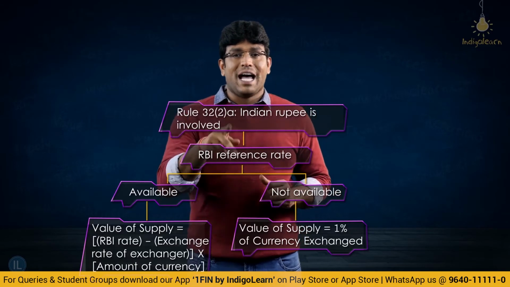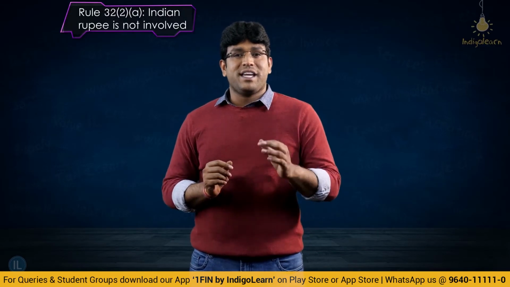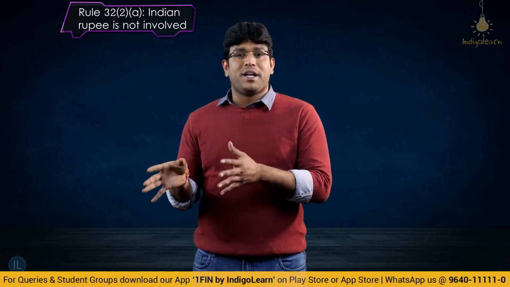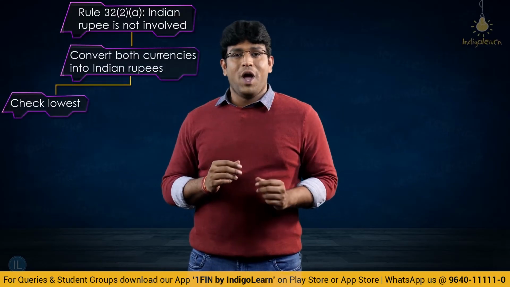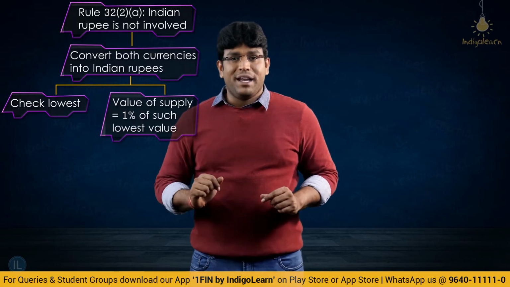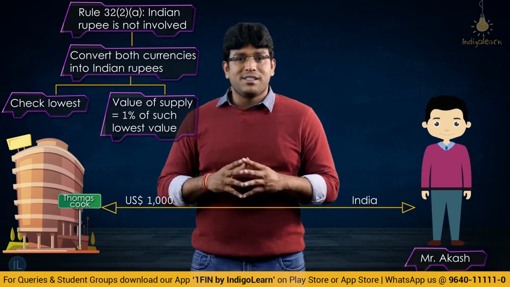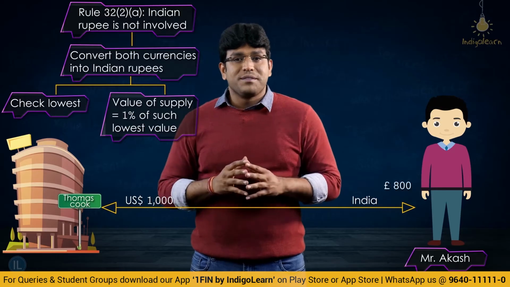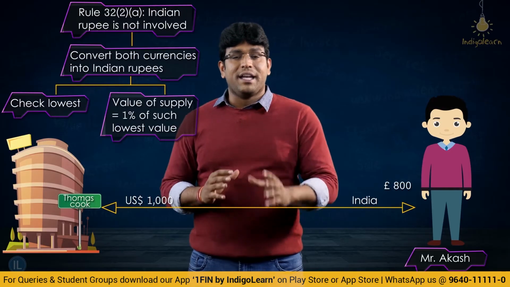Then finally, one last point in Rule 32(2)A, my dear friends, that is, if neither of the currencies exchanged is Indian rupees, that means we have given one foreign currency and taken another foreign currency. In that case, we convert that into Indian rupees and check whichever is lower, of that 1% will become the value of supply. Now what does that mean? Let's talk in numbers. Let's say Akash has given $1,000 and he has taken 800 pounds. Clear? Akash went to Thomas Cook, he has given $1,000 and from Thomas Cook he has taken 800 pounds.